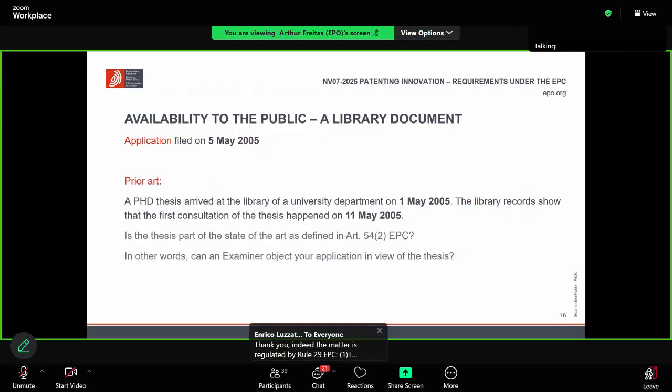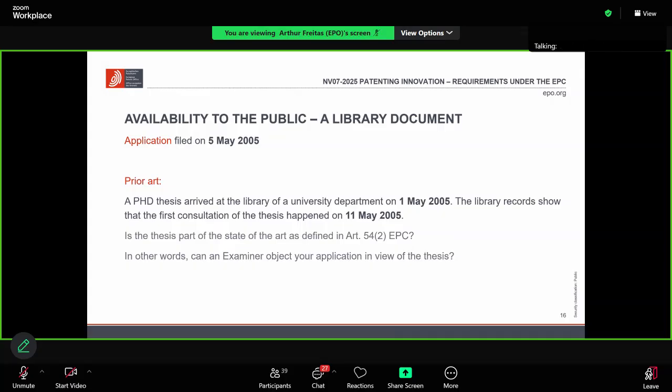What do you guys think? You can type in the chat. What do you think? Yes or no? Is the thesis prior art to the patent application? Yeah, it's tricky, this one, right? So the answer here is yes, the thesis is prior art.